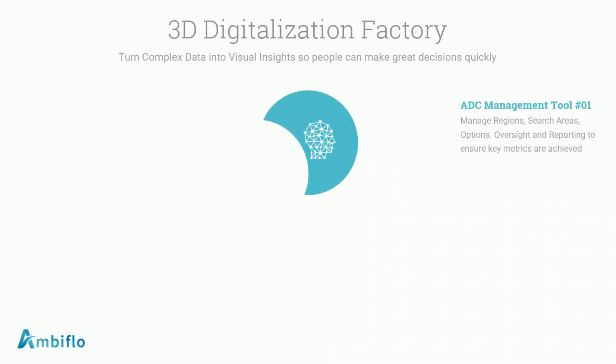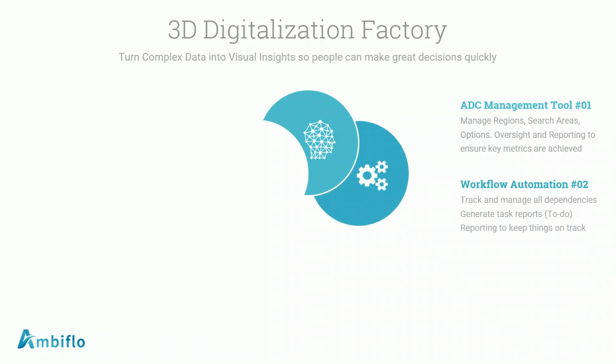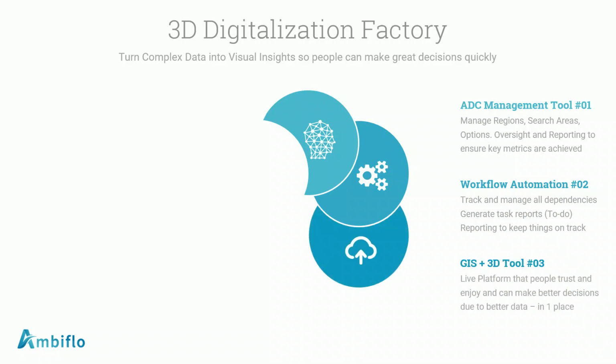We want to finish this presentation by linking into the digitalization factory and the key components of that factory. The first topic is the acquisition, design, construction, ADC management. The site stamping is part of that overall gamut of tools, because we're very much in both acquisition and design in that stamp tool. The second thing is workflow automation. We touched on that, but it's a powerful aspect of the digitalization factory. The third thing is the GIS aspect.